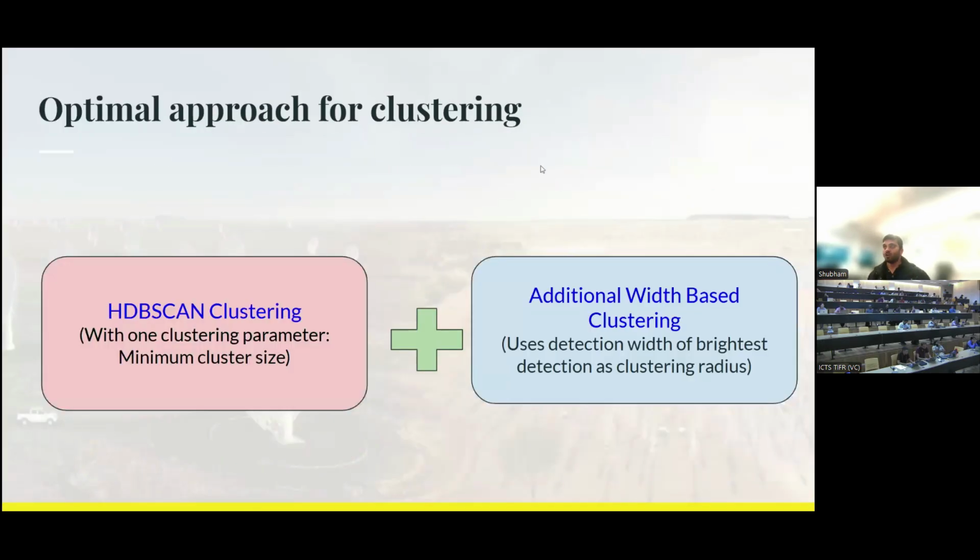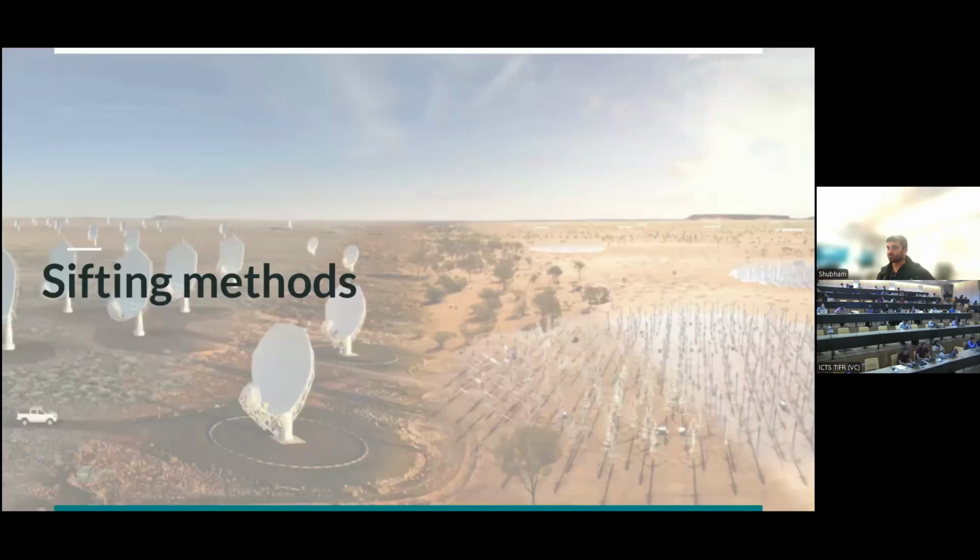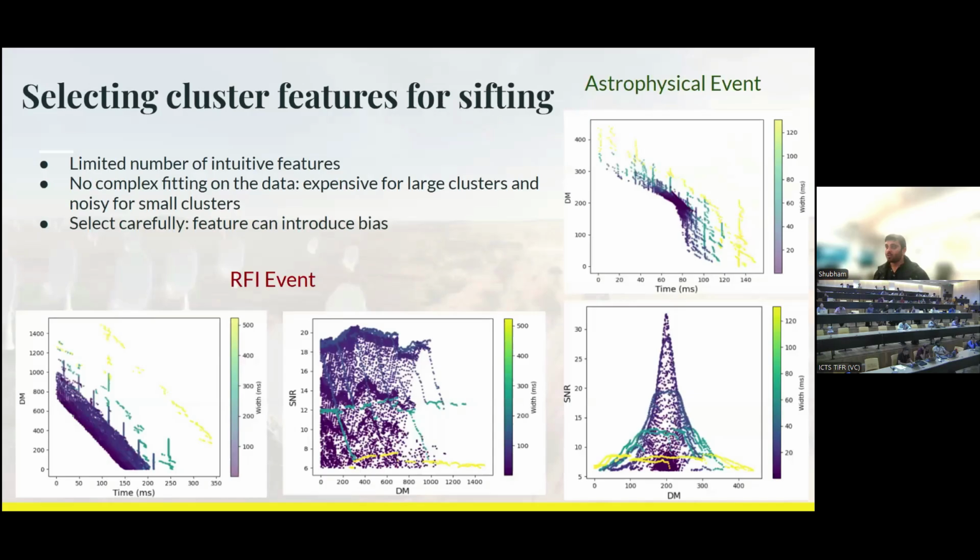So what is the optimal approach for clustering? I will say SDB scan followed by the additional step of clustering based on the detection width. So now we move to the shifting. The aim of the shifting step is to reject the RFI clusters.